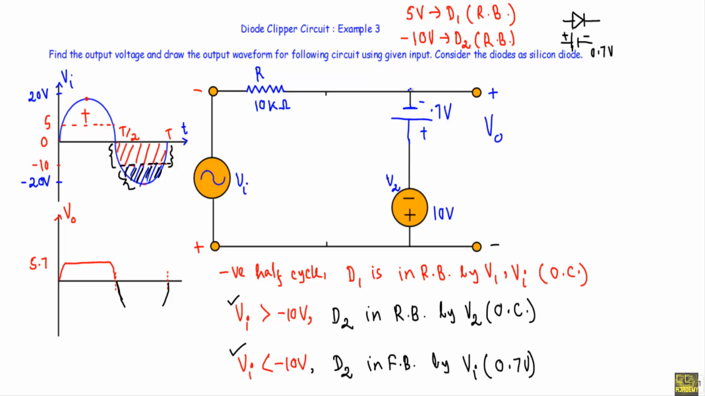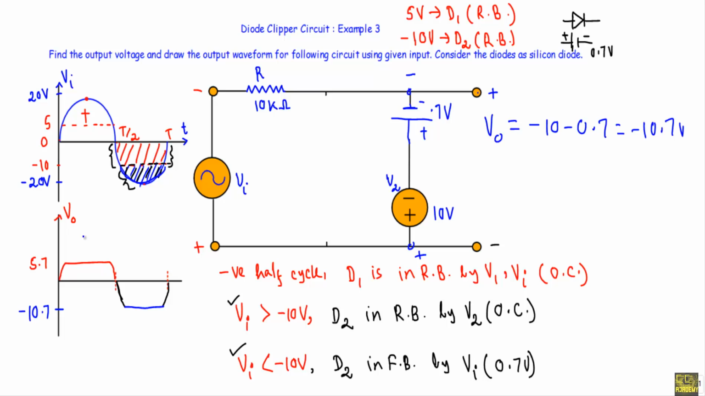Now see, we are taking the output across this terminal and this terminal, and between these two terminals I have two voltage sources, 0.7 volt and this 10 volt. Their negative terminal is in upward direction and positive terminal is in downward direction. That means they are sharing the same polarities, and we are taking the output across this terminal to this terminal. So our output voltage will be equal to minus 10 minus 0.7, which will be equal to minus 10.7 volt. So in this region, our output voltage will be fixed at minus 10.7 volt.